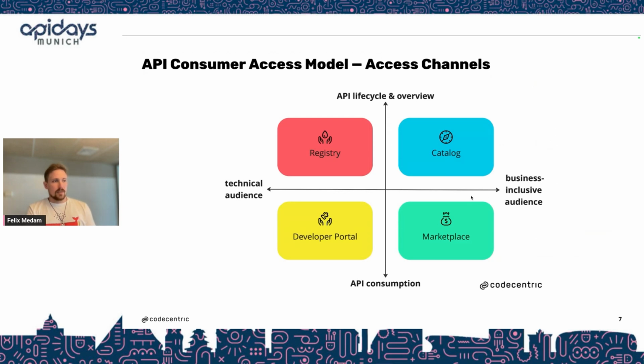You can also visualize these channels like that, and I like this one more because here you can see that the registry up here is targeting a technical API lifecycle audience, like our API providers. And we also have the API catalog that is more on the business side of the provider audience. And the same goes for the API marketplace, that is for API consumers with a business background, and the API portal for technical users that want to consume our APIs.